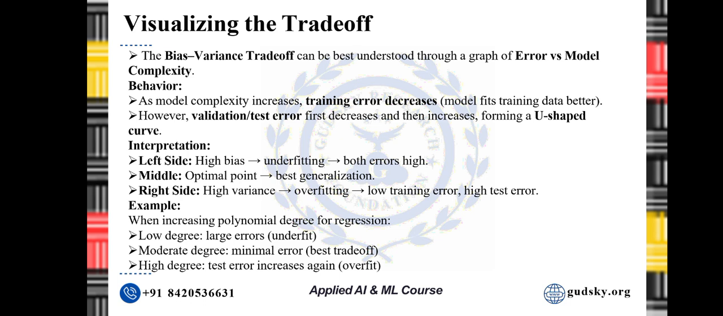On the left side of the graph, models are too simple: high bias, high training and test error. This is underfitting. In the middle, both errors are low and close together. This is the perfect spot, the model generalizes best here. On the right side, the model is too complex, low training error but high test error. This is overfitting. So for example, degree 1 underfits the data, degree 3 fits well, degree 10 overfits.